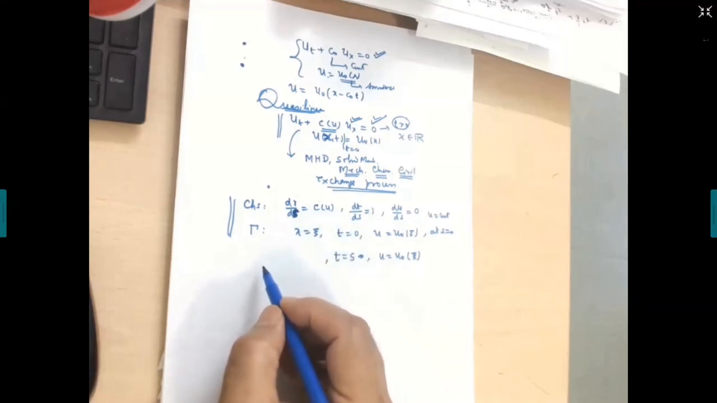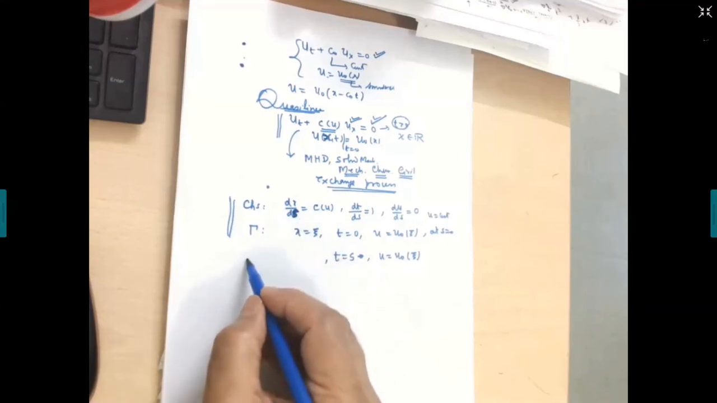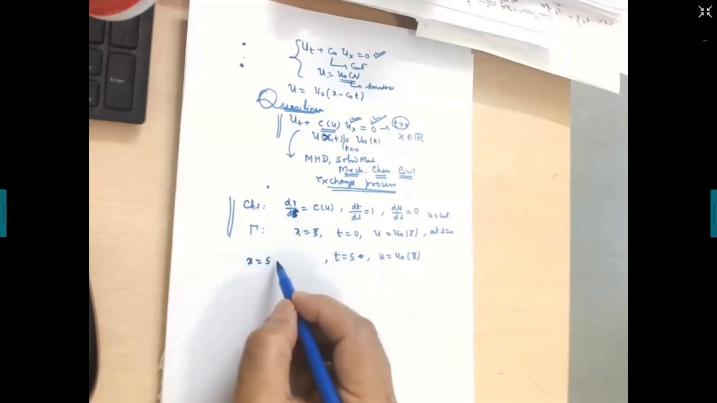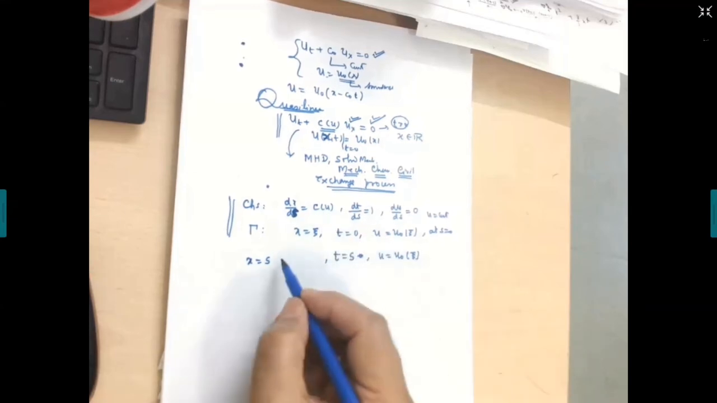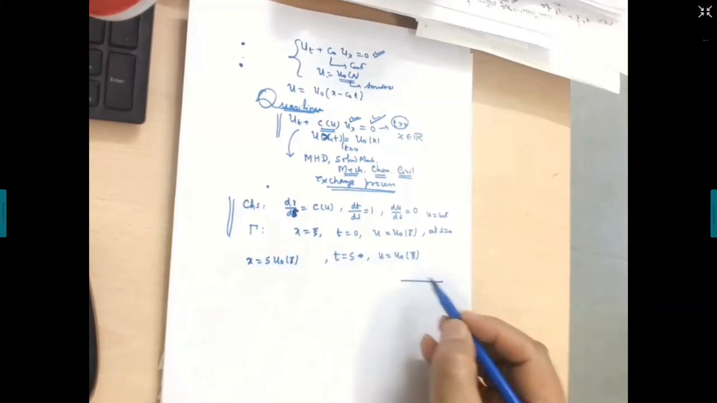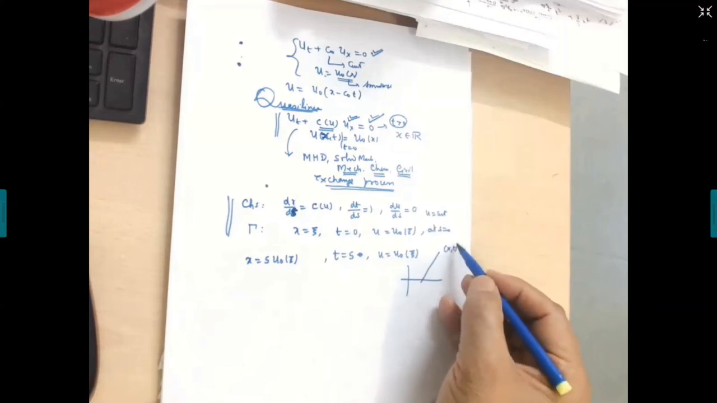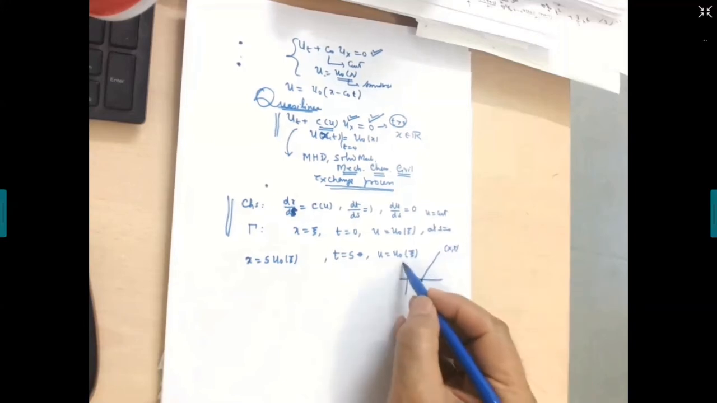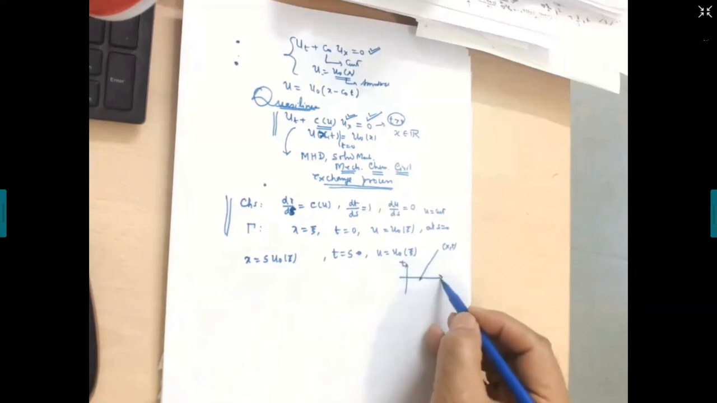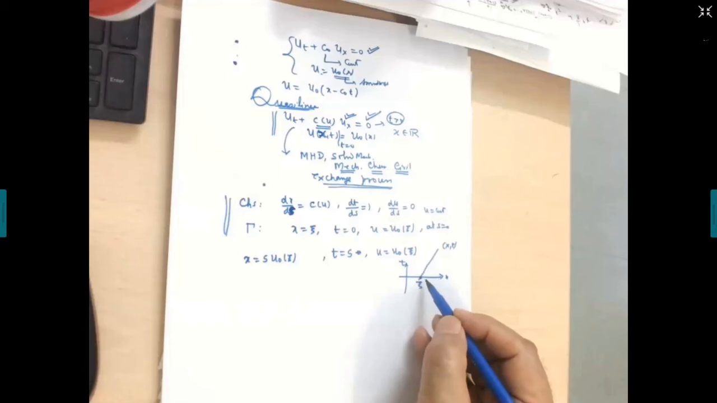So what do we get? dx/ds is equal to c of u, and u is nothing but u naught xi, so x will be s times u naught xi, plus a constant. Xi is some fixed number. What is that xi, if you remember? A characteristic passing through this point meets the line t equal to 0. Here it is t, this is x, and this is xi. So xi is fixed.